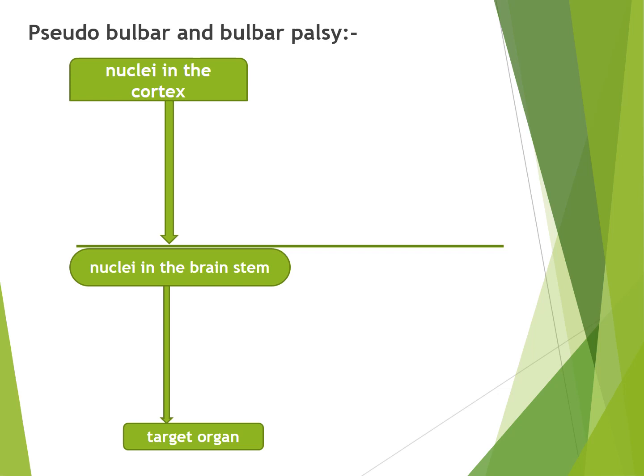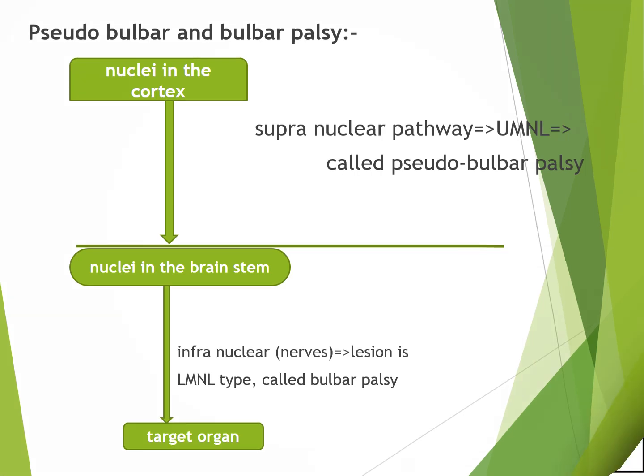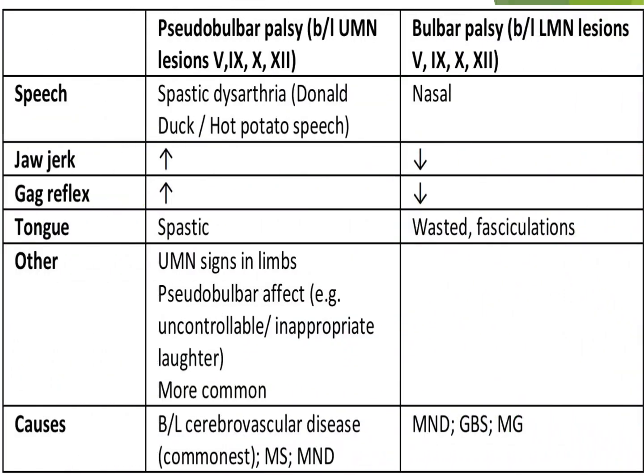This is an illustration of pseudobulbar and bulbar palsy. Nuclei in the cortex, nuclei in the brain stem and the target organ. From the cortex until the brain stem, this is pseudobulbar. Any lesion in this tract is pseudobulbar, the supranuclear pathway, which is upper motor neuron type. Below this, lower motor neuron type, which is bulbar palsy. Okay, this is a comparison between upper and lower motor neuron type.